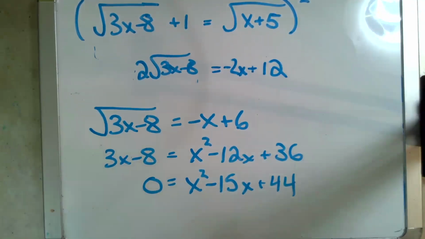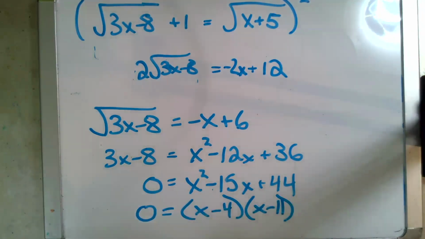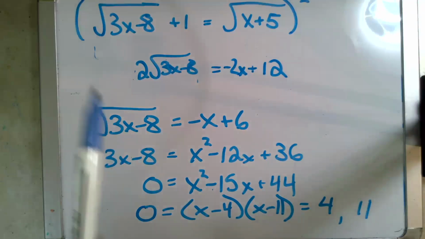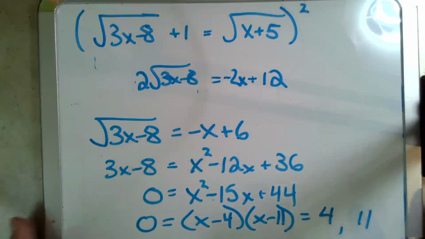You can go ahead and factor this using any method you like. I see 44 doesn't have a lot of options. 4 and 11, that gets me a 15. Both of them negative, and multiply them together gets me the positive. And so my two possible answers are 4 or 11. Now, notice I say possible because whenever you find yourself squaring both sides as part of your process, you may create what's called an extraneous solution. So we're going to try each of these and see if either is extraneous.